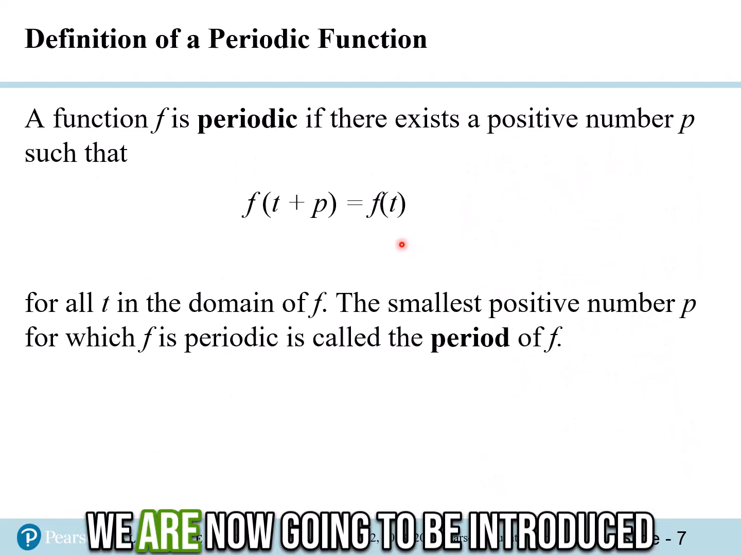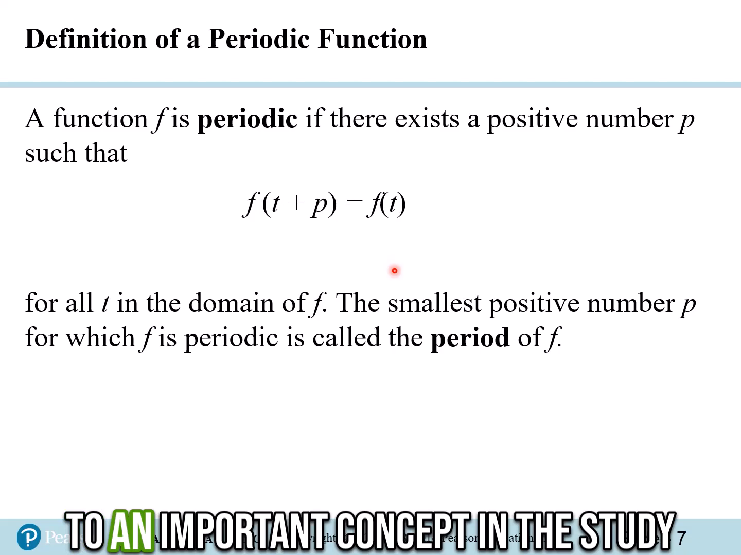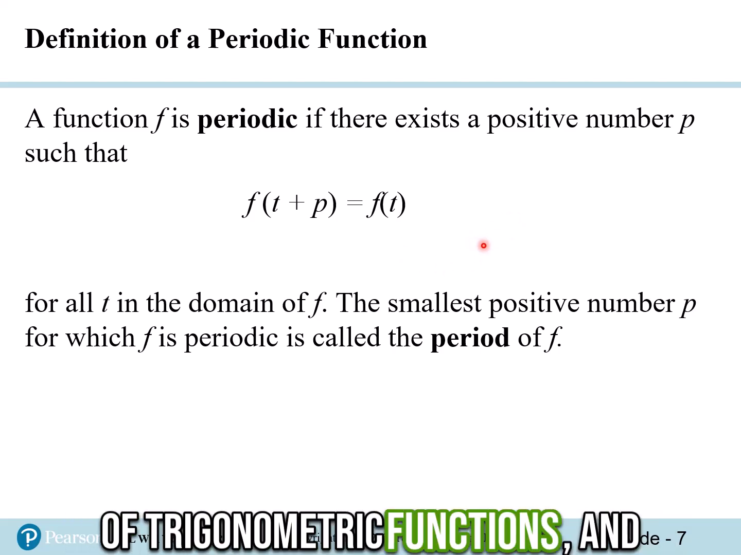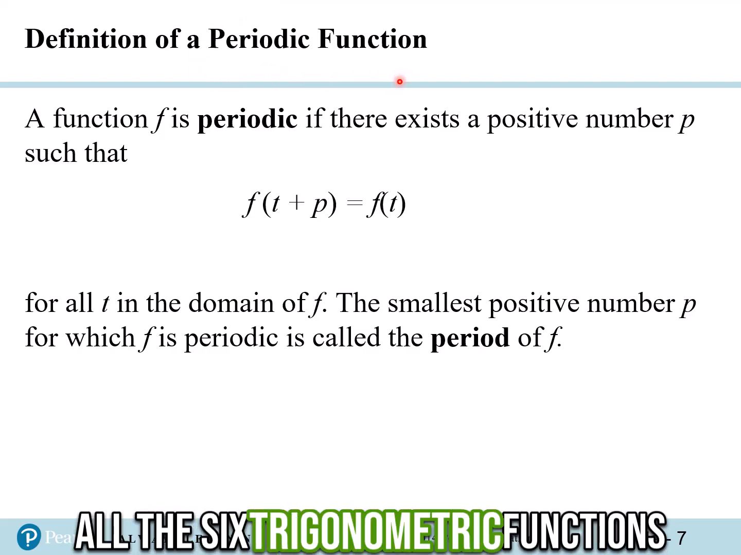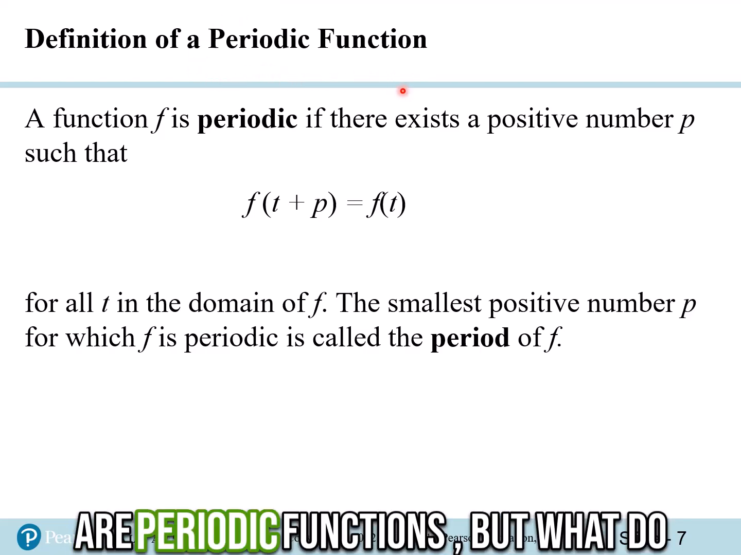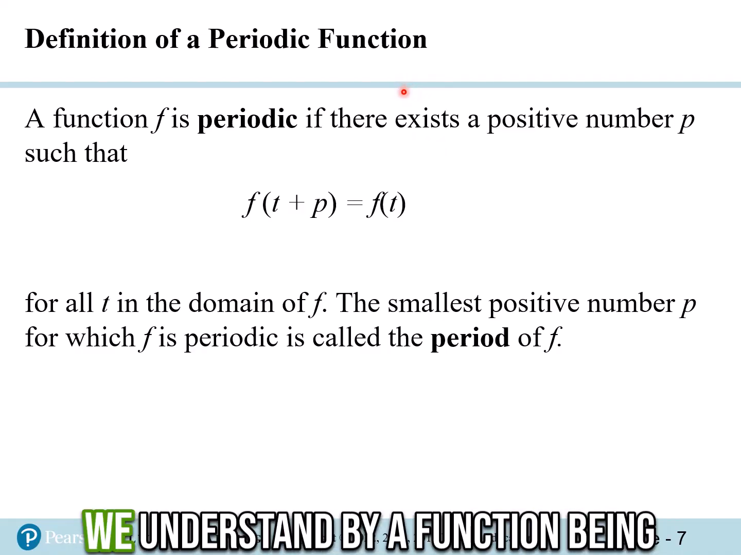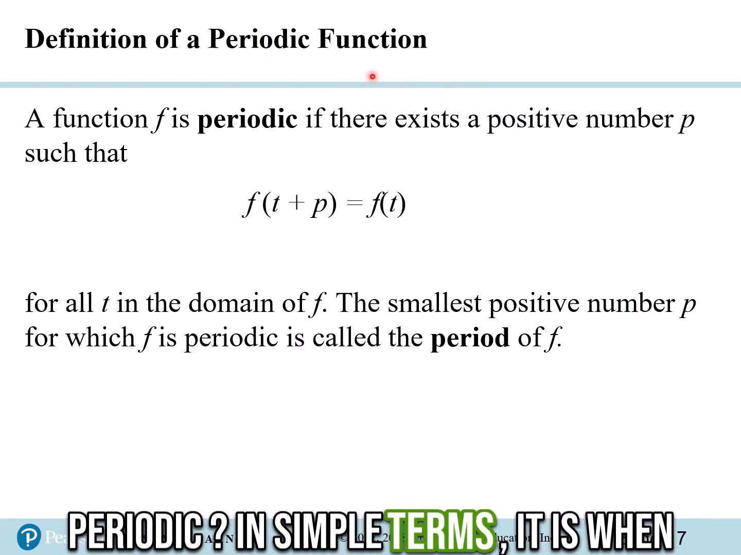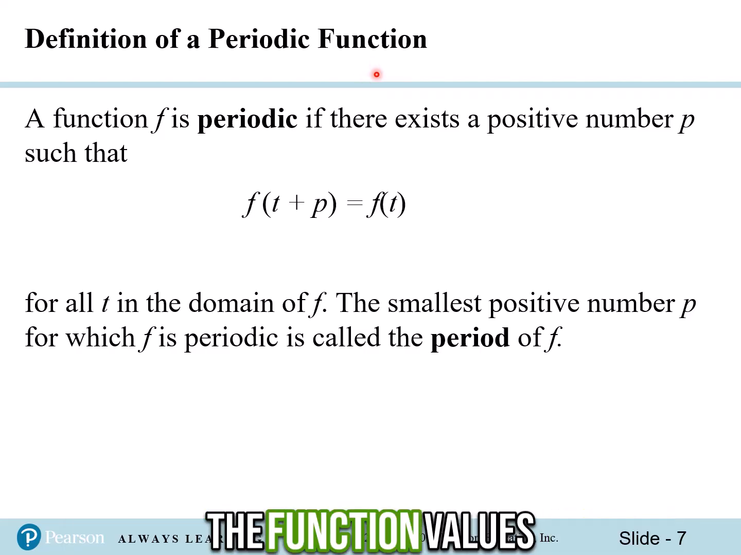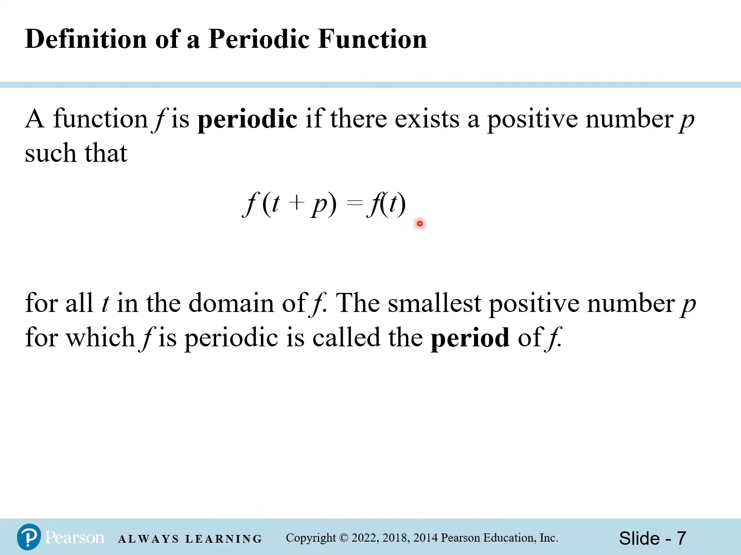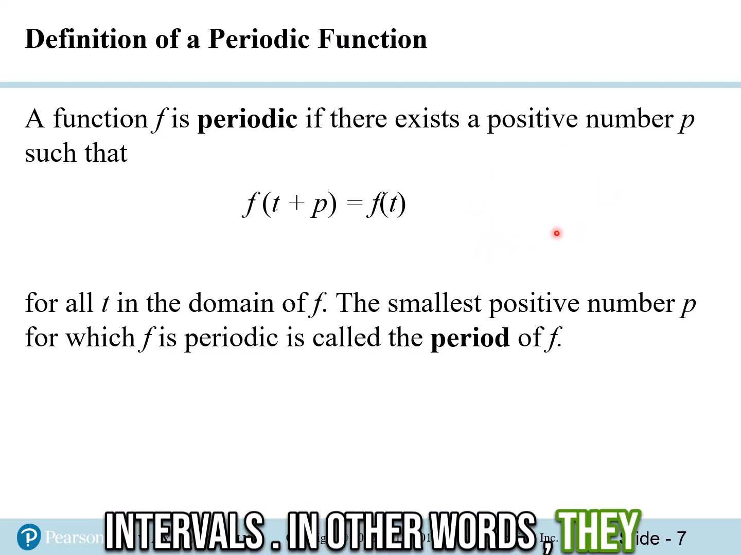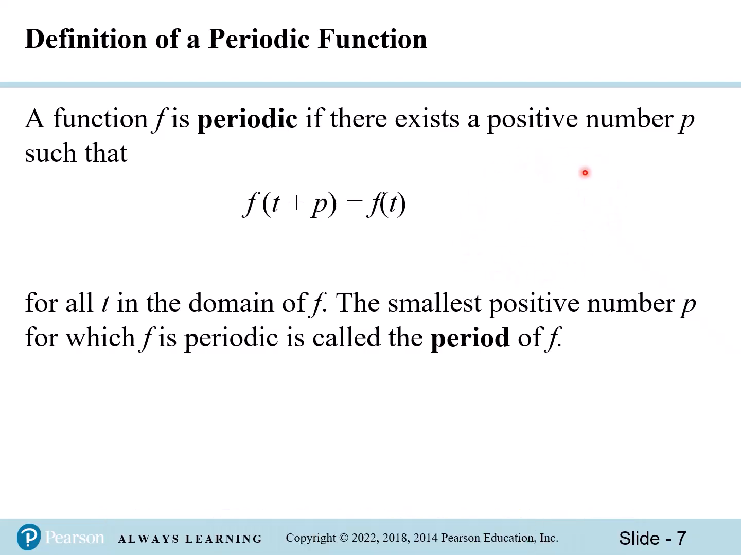All right? We are now going to be introduced to an important concept in the study of trigonometric functions, and that is of a periodic function. Now, all the 6 trigonometric functions are periodic functions, but what do we understand by a function being periodic? In simple terms, it is when the function values repeat themselves after regular intervals. In other words, they occur in a cyclical fashion.